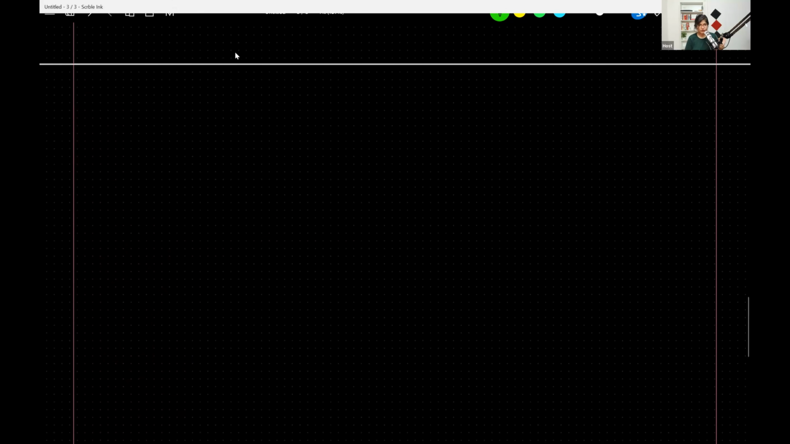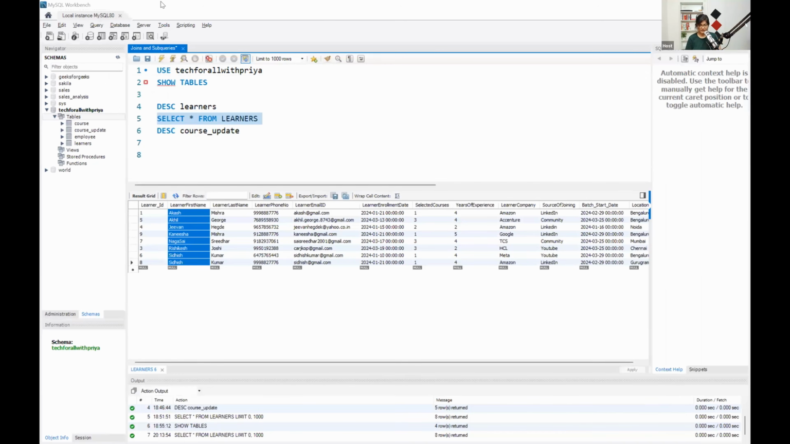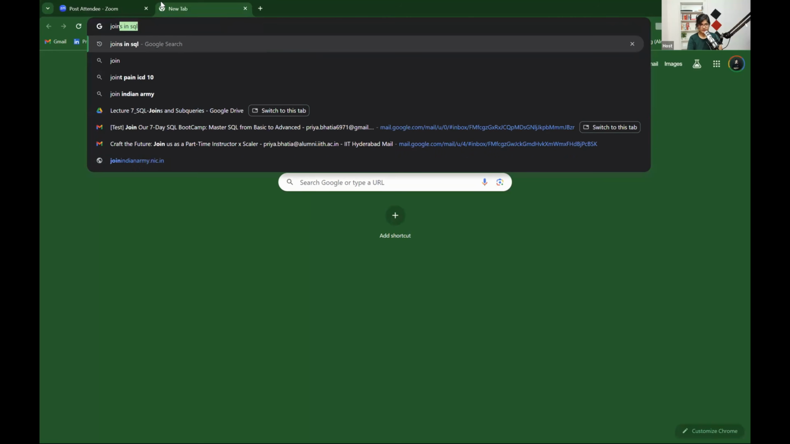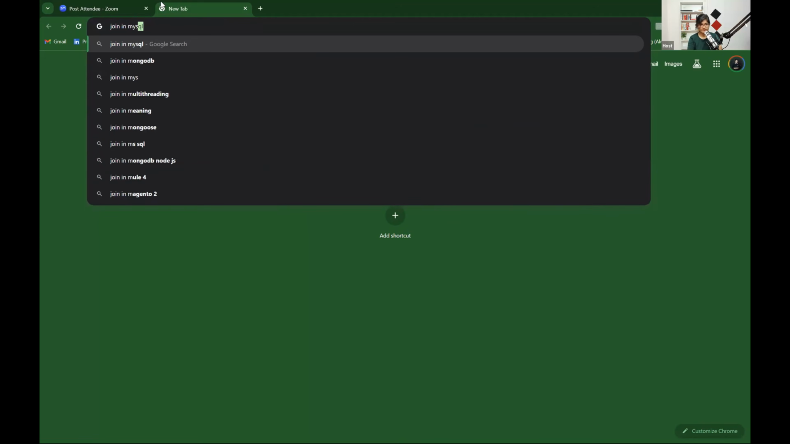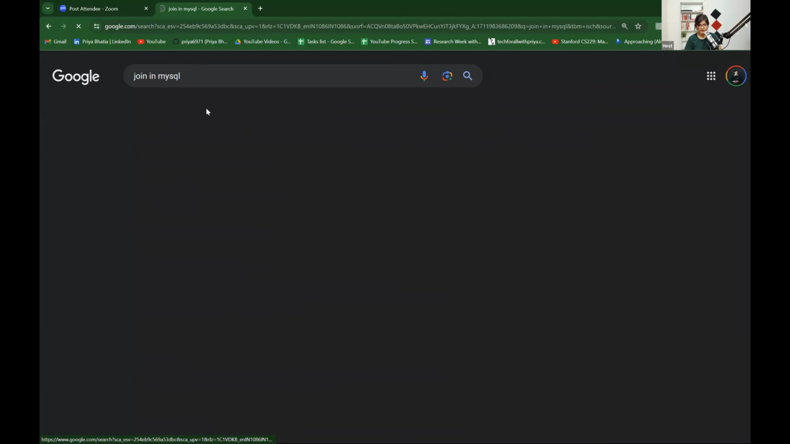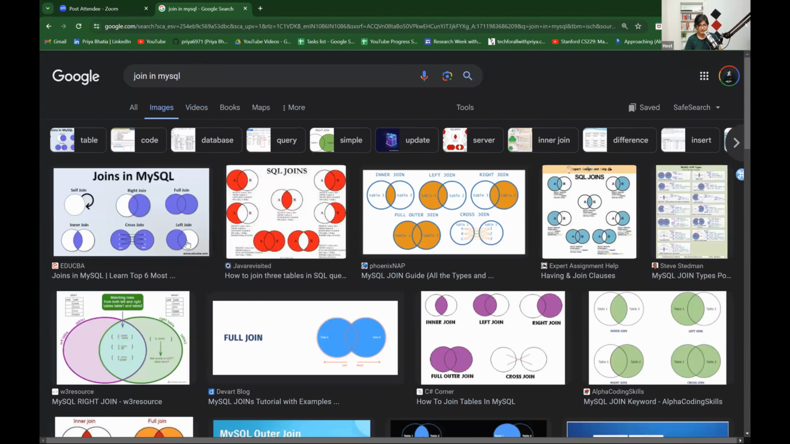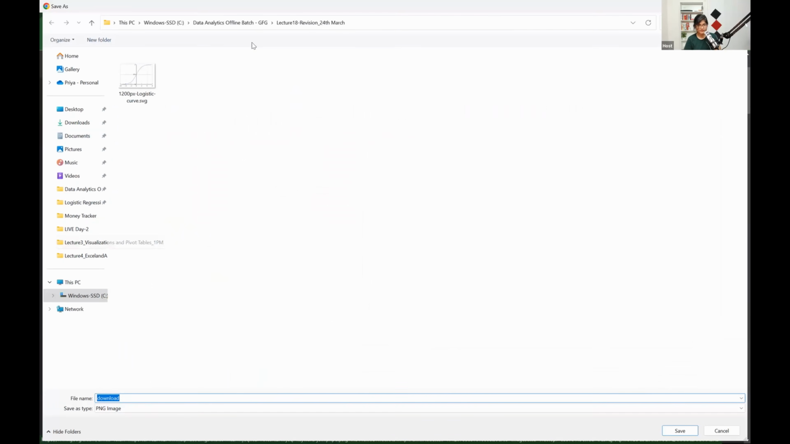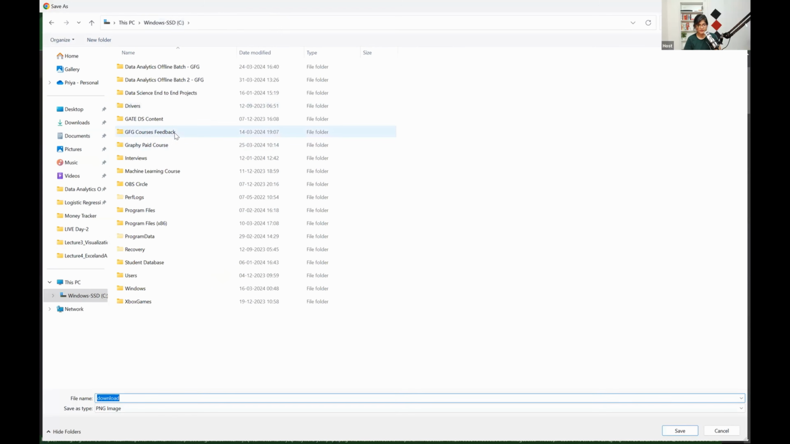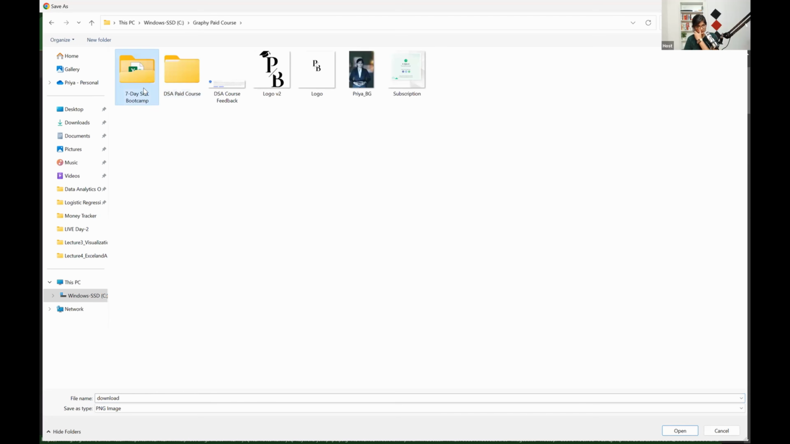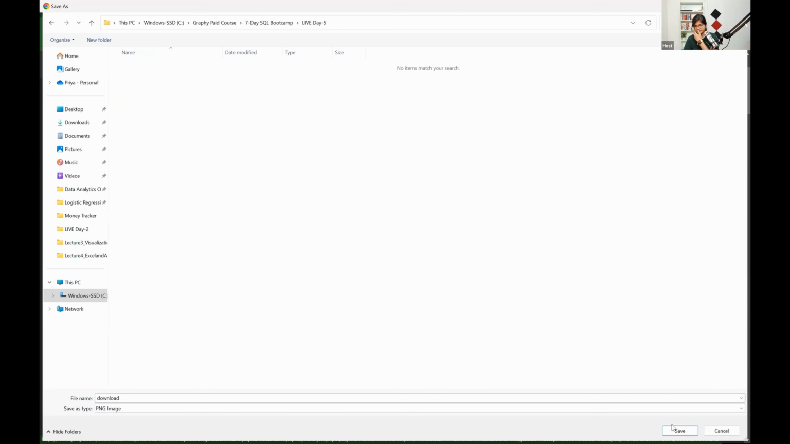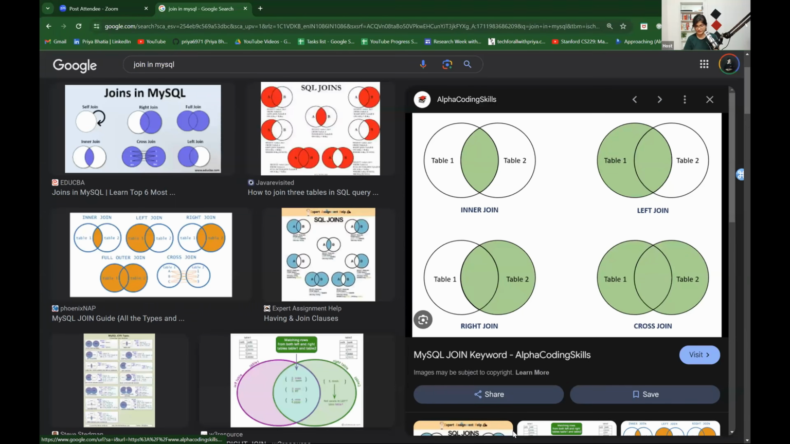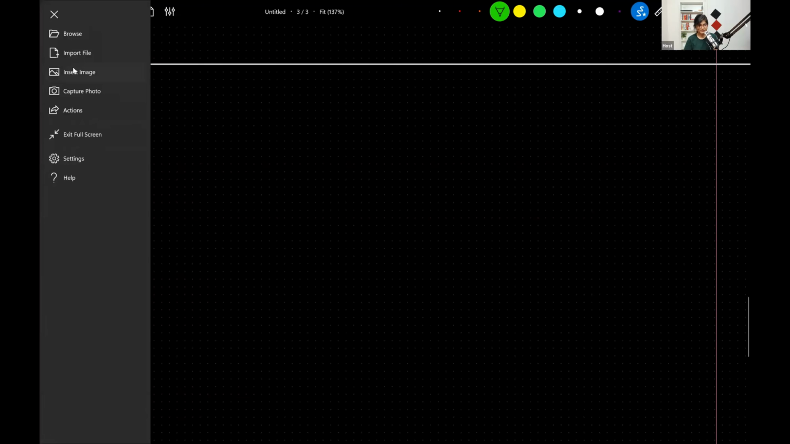So let me try to fetch some good images if I will be able to get that. I think this is fine. Let me save it. Okay, perfect. Let's capture that image.